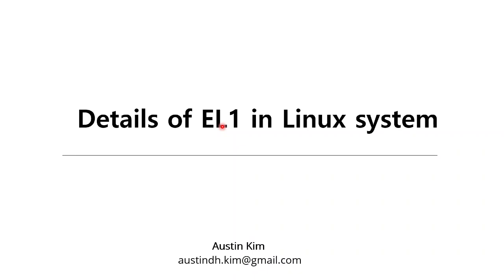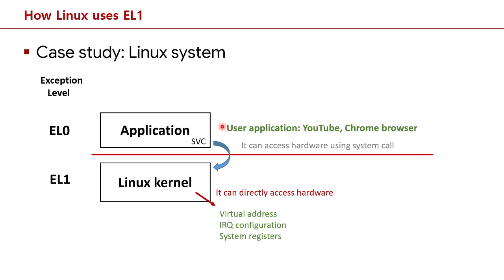Hello, welcome back. Now that you know how exception level 0 can be used in the Linux operating system, let's look at how exception level 1 can be used in the Linux operating system. Exception level 1 talks to exception level 0 very often. This can happen using the SVC assembly instruction, and the operation is called a system call.